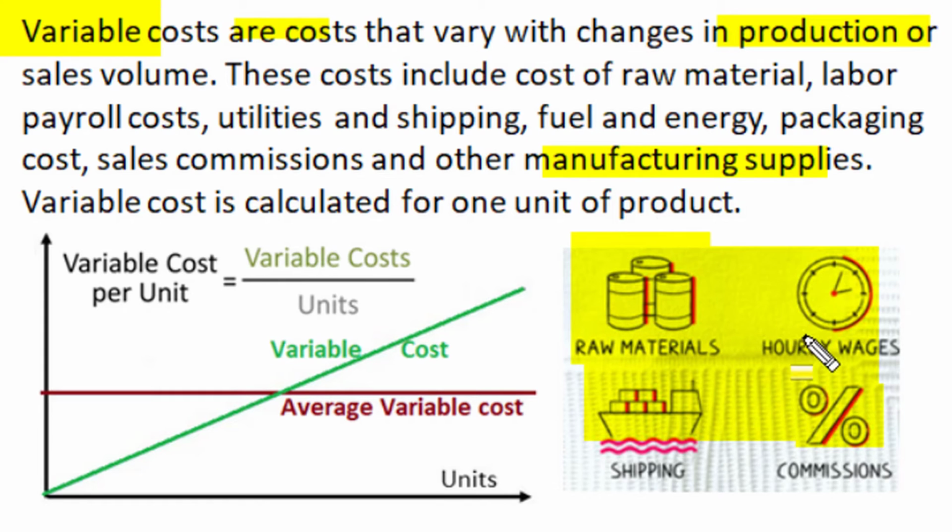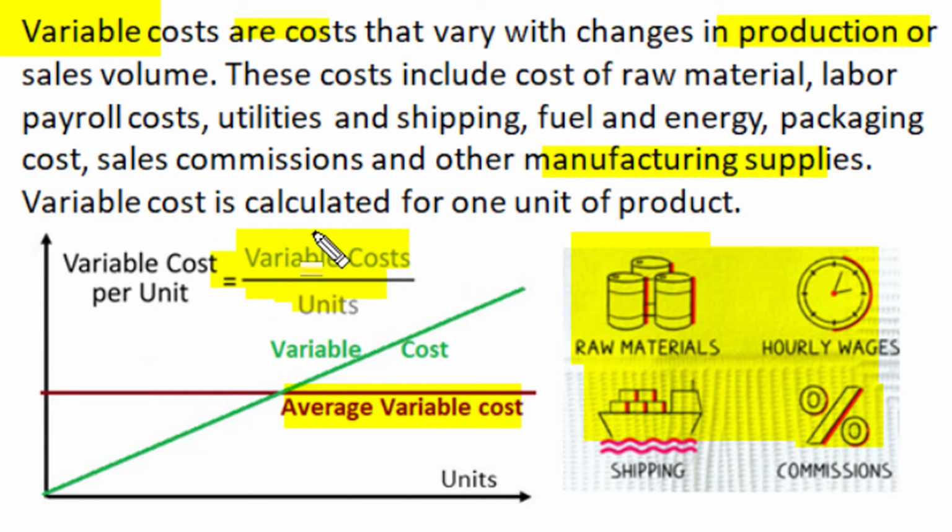All these components which create a variable cost as per production amount are known as variable cost components, and we also calculate average variable cost by dividing total variable cost by the total number of units produced or sales volume generated.